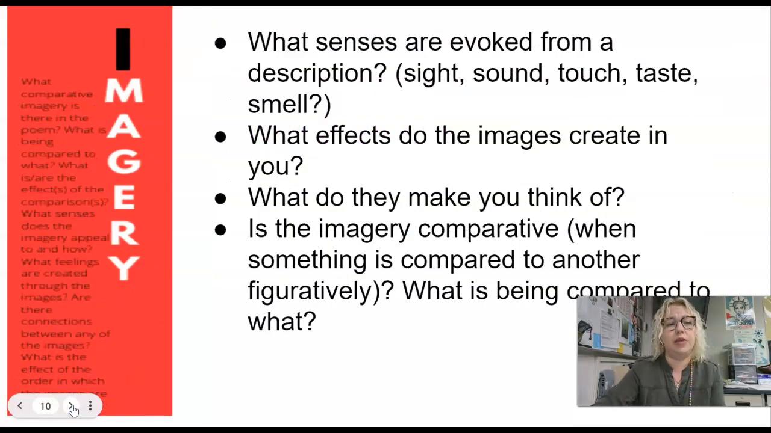Let's take a look at imagery. Imagery is details that evoke one or more of the five senses, and sometimes they're used comparatively, so figuratively. Ask these questions when you're analyzing imagery. What senses are evoked from a description? And don't forget about things beyond sight: sound, touch, taste, smell. What effects do these images create in you? What do they make you think of? Is the imagery comparative, when something's compared to another figuratively? What's being compared to what?